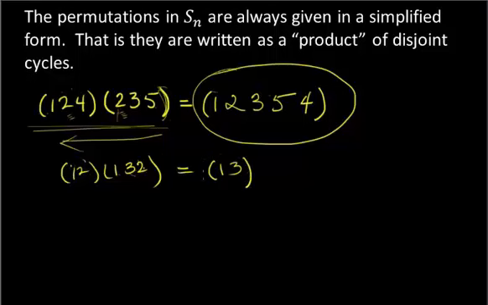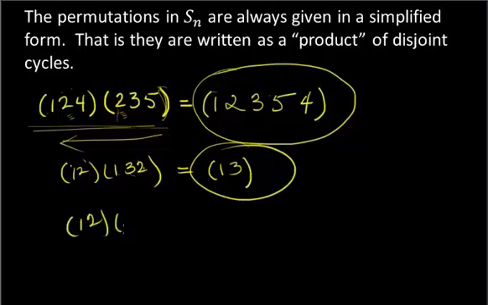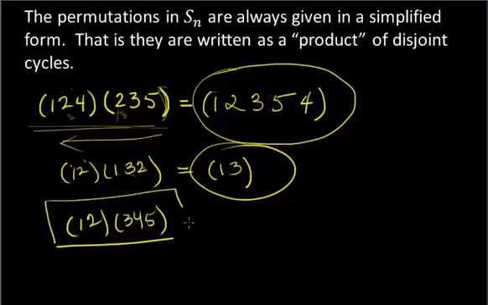Now let's check everything out. There's no 4s or 5s in here, so nothing happens to them, but let's check 2. 2 goes to 1, 1 goes to 2. So this, in simplified form, is just a 2-cycle, (1 3). If you see something written like this, (1 2) times (3 4 5), you're done. Those two cycles are disjoint, and you just leave it like that.